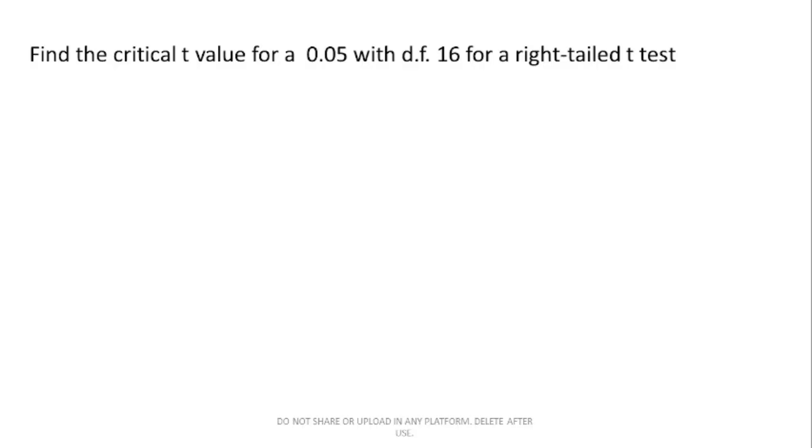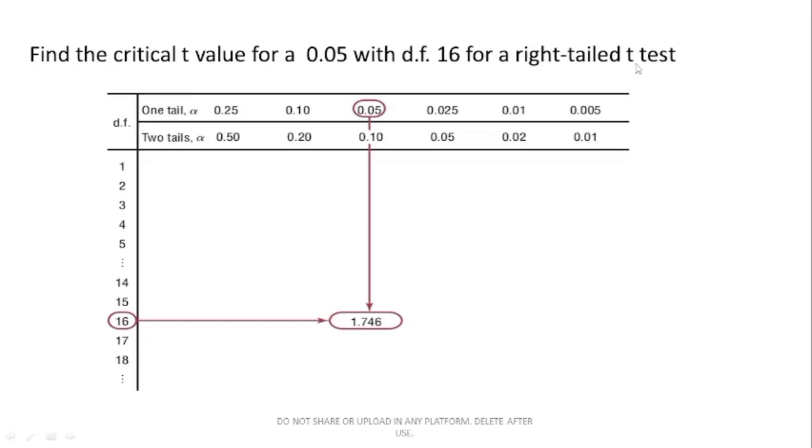Find the critical t-value for alpha equal to 0.05 with degrees of freedom of 16 for a right-tailed t-test. How will we calculate this? The alpha is 0.05 and it is a right-tailed test, meaning this is a one-tailed test. And the degrees of freedom is 16.